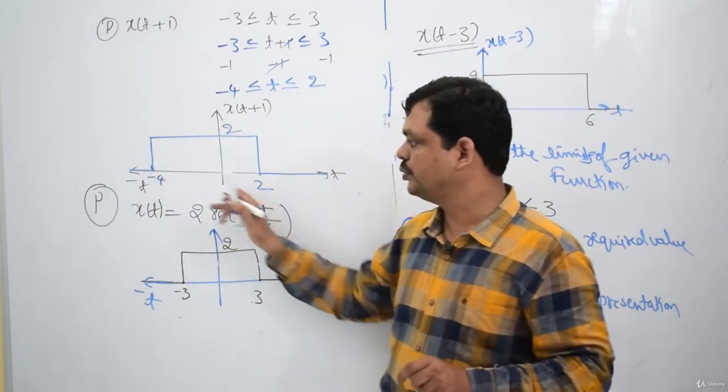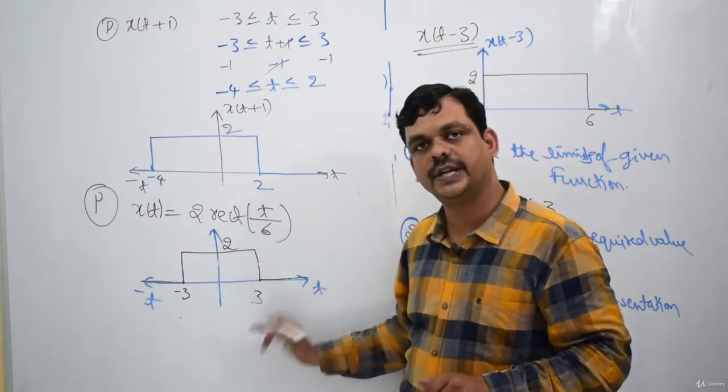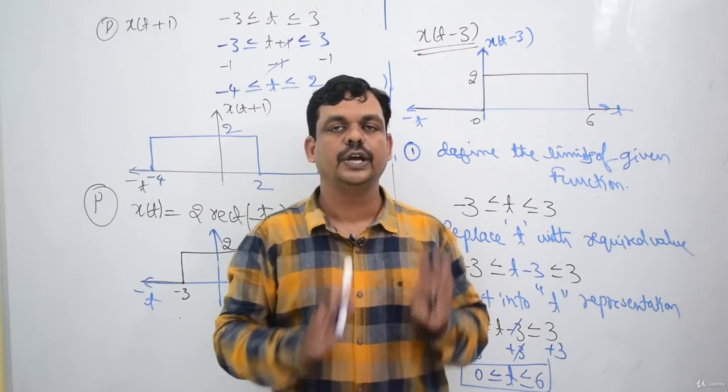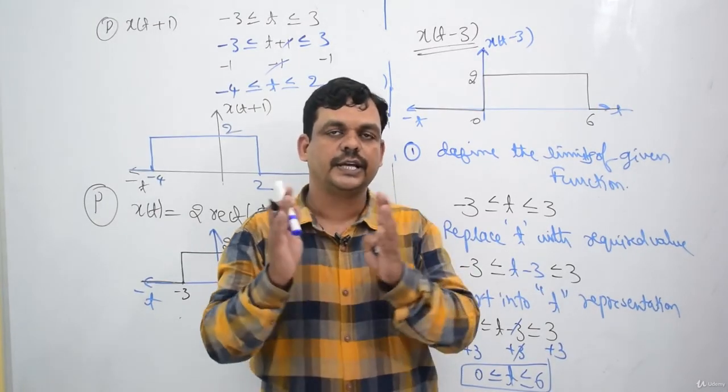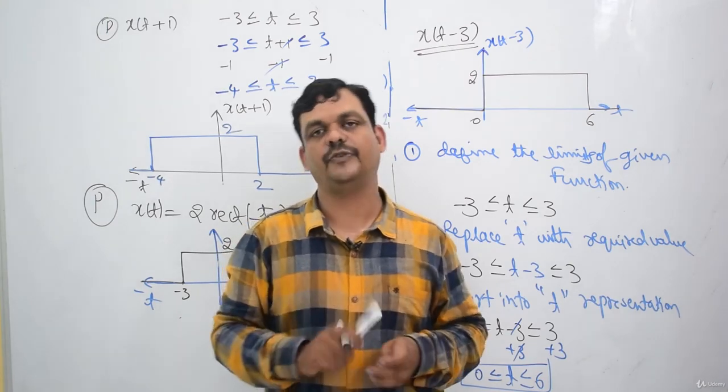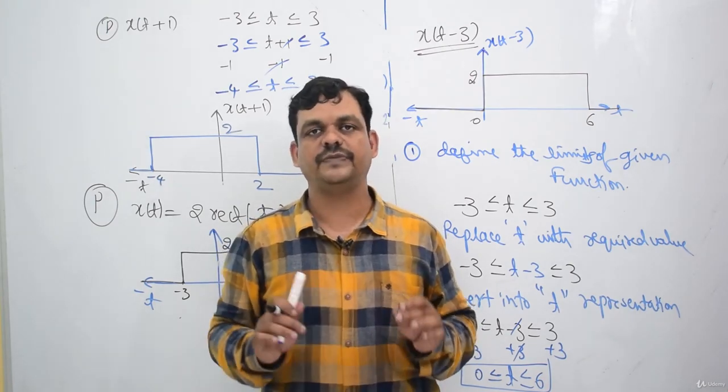And -4 to 2 is 6, -3 to 3 is 6, and 0 to 6 is 6. Time period should be as it is. Without changing the time period, the complete function is shifted either left side or right side. This type of operation is also called a time shifting operation.